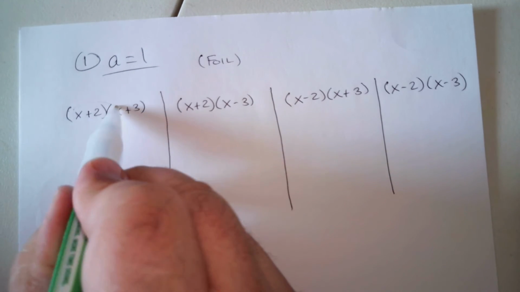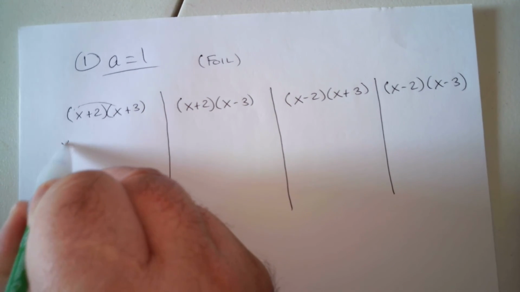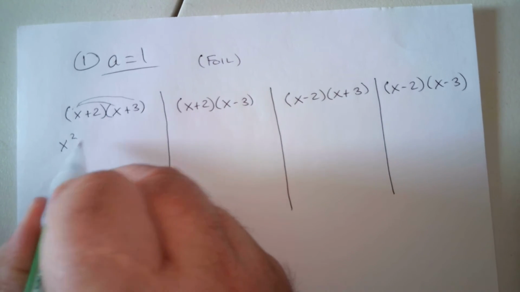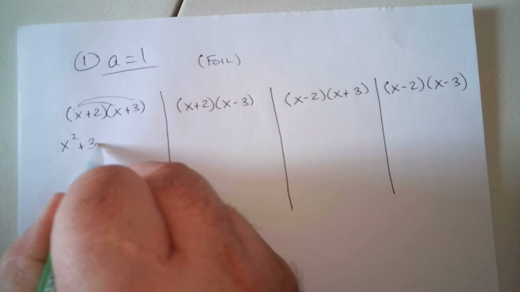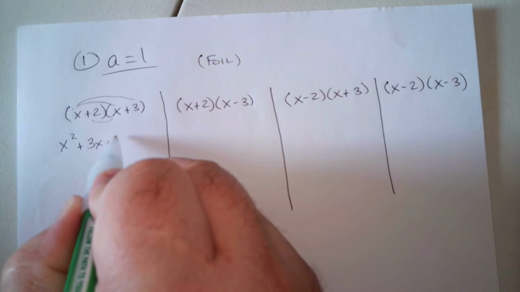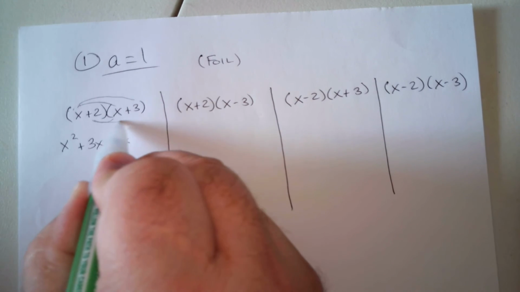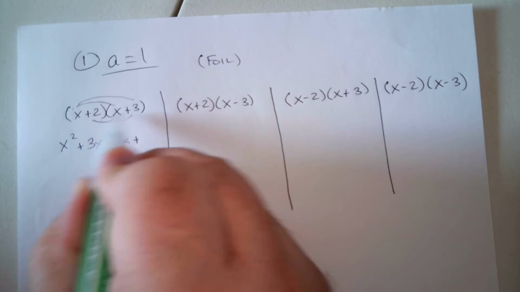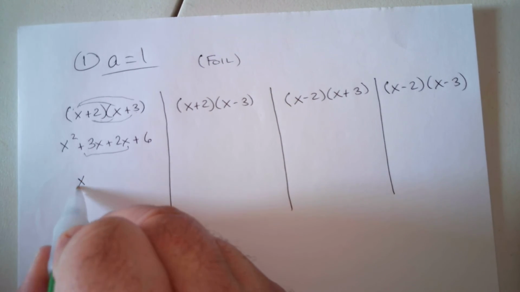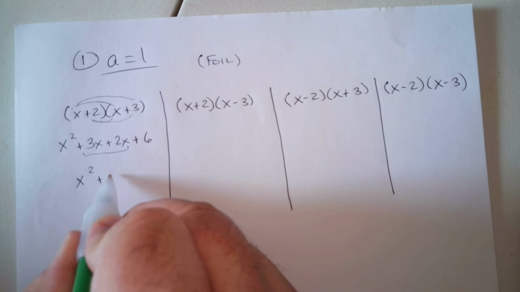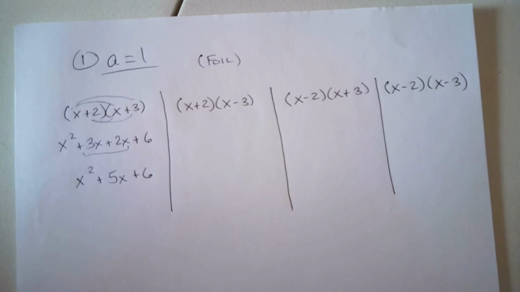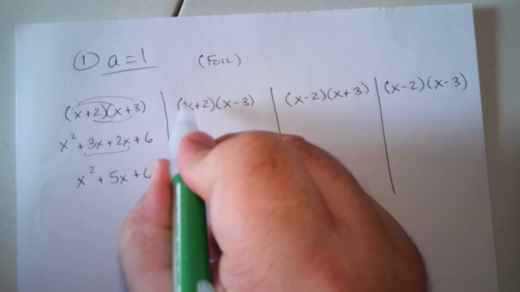So x times x is x squared. X times 3, they're both positive, is positive 3x. Positive, positive is positive. 2 times x is 2x. Positive times positive is positive. 2 times 3 is 6. Combine like terms. 3 plus 2 is 5. Okay, there. We have that: x squared plus 5x plus 6. Next one.